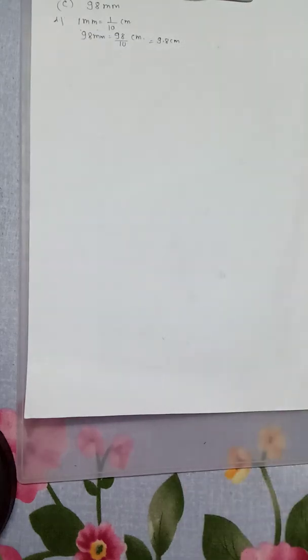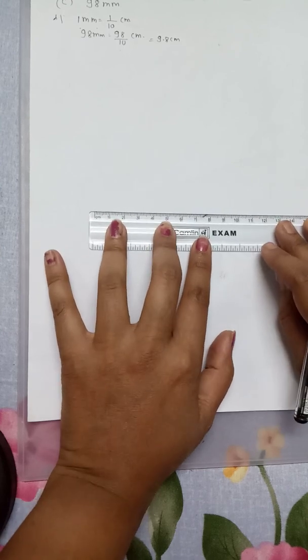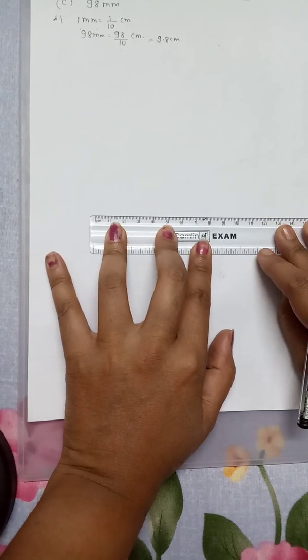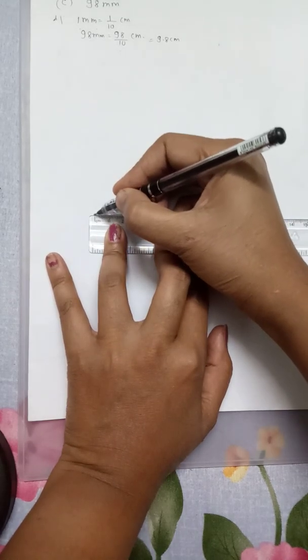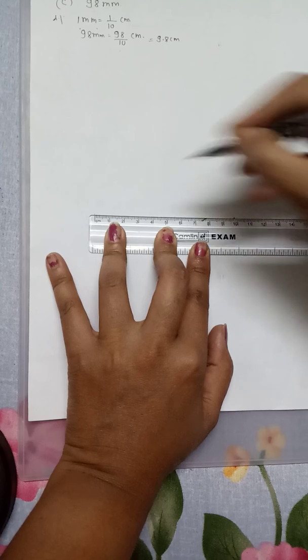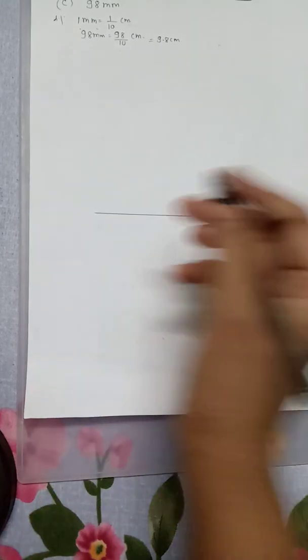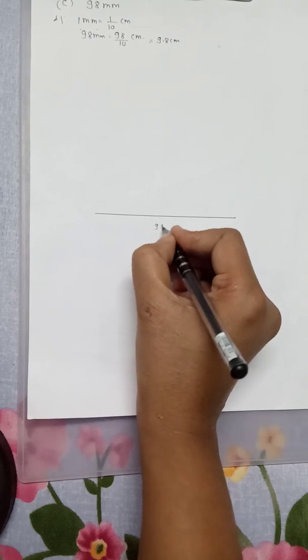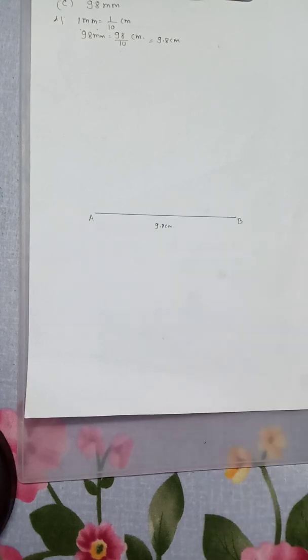Now we have to draw a 9.8 centimeter line segment for the perpendicular bisector. First of all, I'll draw the 9.8 centimeter line segment. You can see here the first point, and after 9, 8 lines are there: 5th, 6th, 7, 8. Okay, so this is the 9.8 centimeter line segment. Like this I can give the name A and B, any name you can give.